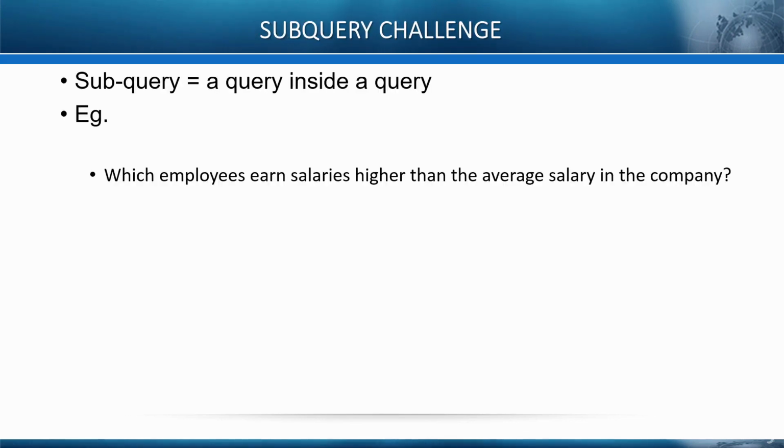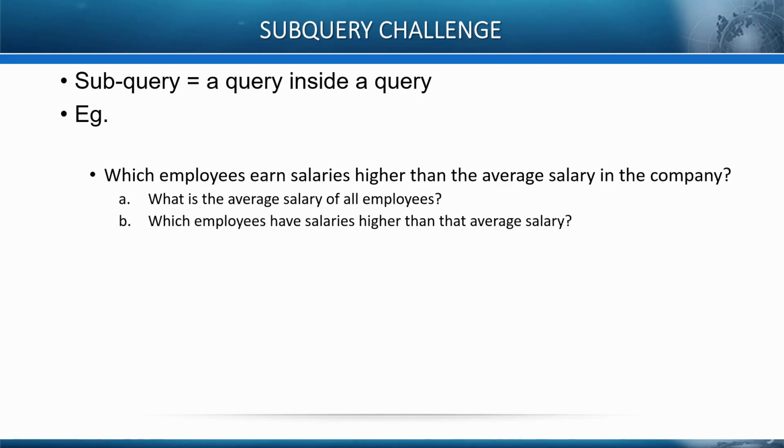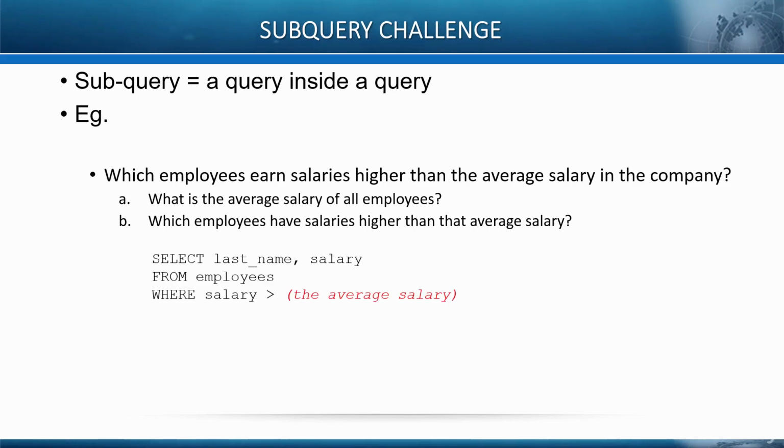Consider a situation where you want to see all the employees who earn higher salaries than the average salary in the company. In this case, you need to first of all write a query that returns the average salary of all employees in the company, and then you pass those results into a main query to select exactly the people who earn salaries that are higher than that average figure. So a typical statement would be something like, select the last name, salary, from employees, where the salary is greater than the average salary of the company.